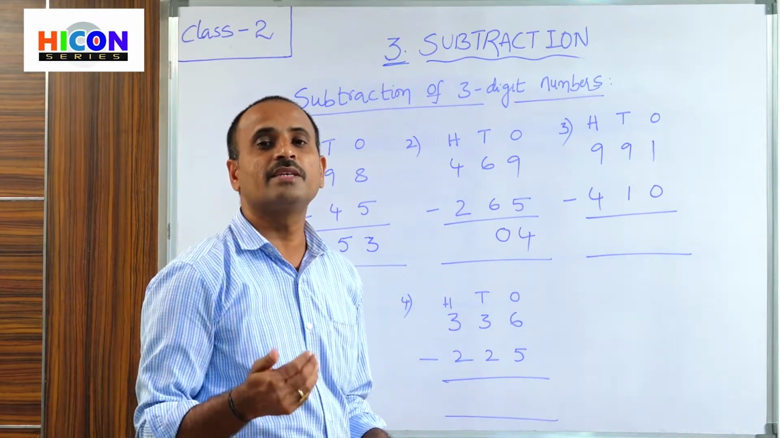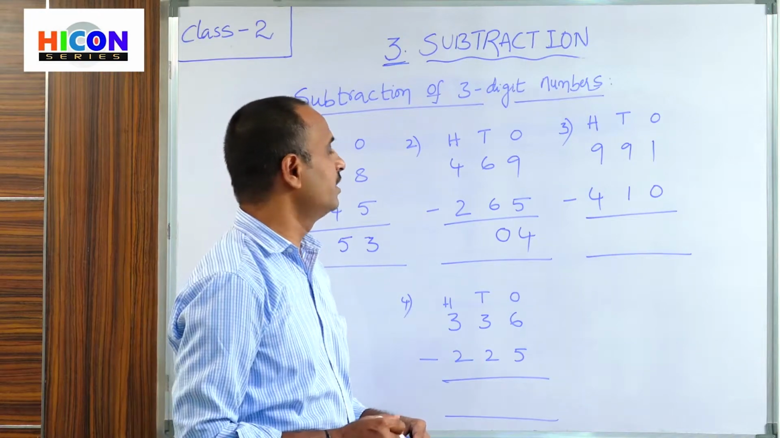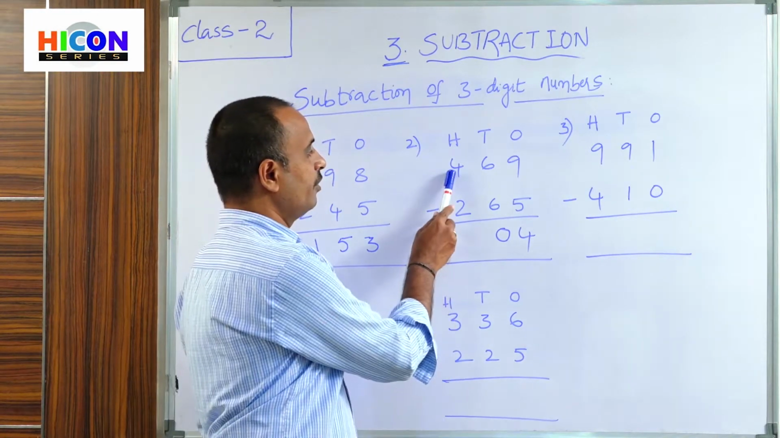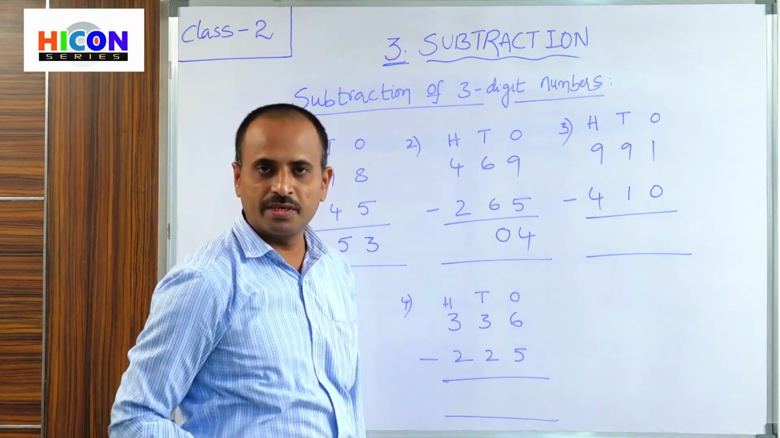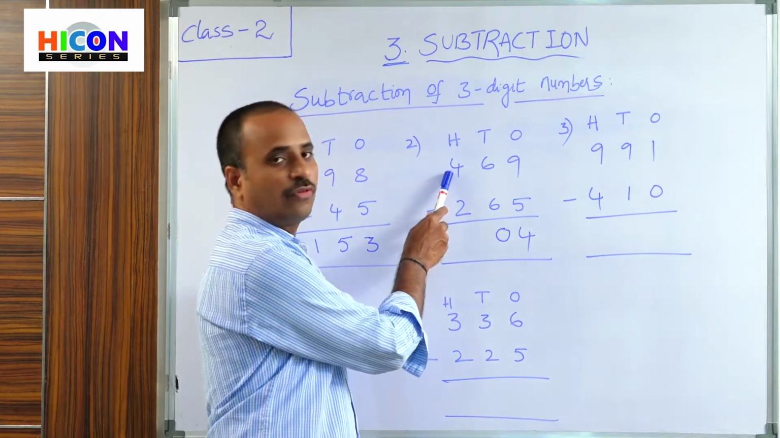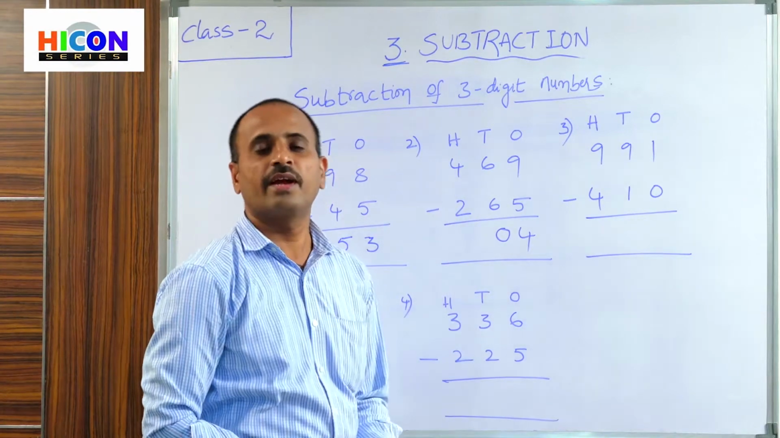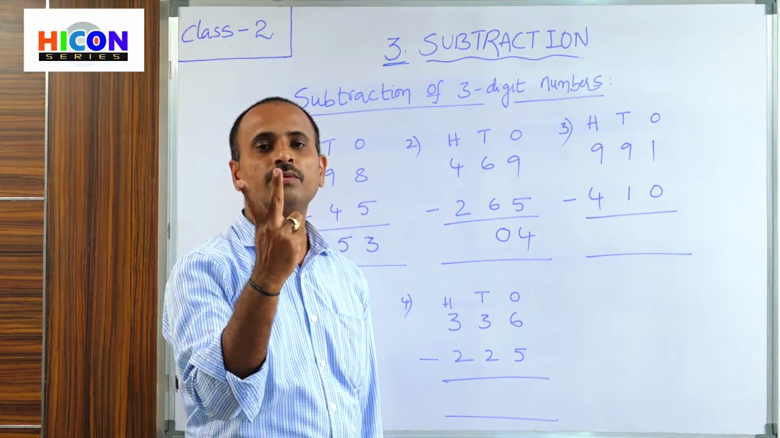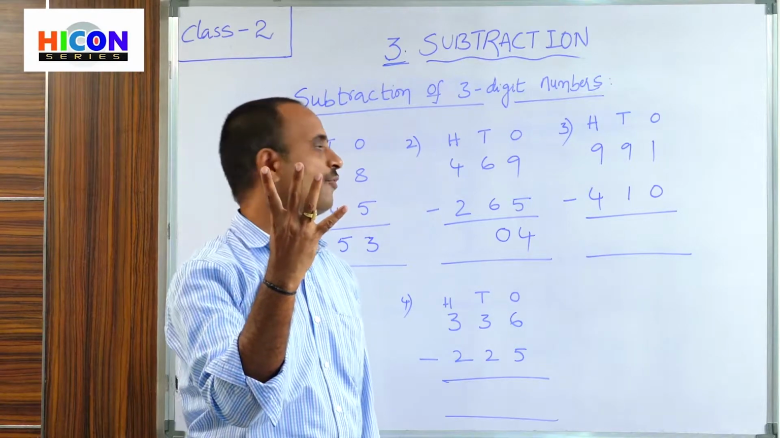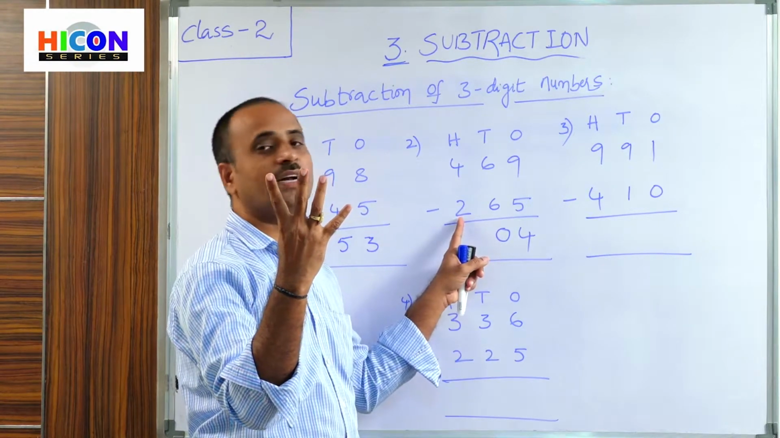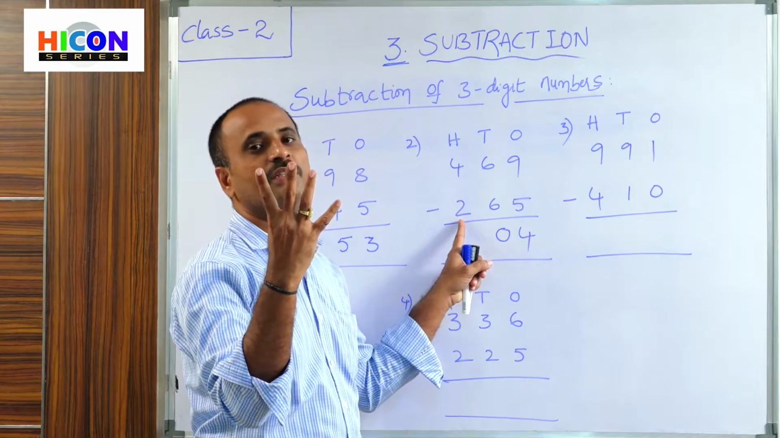Subtract the digits present in the hundreds place. So what are the digits present in the hundreds place? 4 and 2 are present in the hundreds place. So the first digit is 4 and the second digit is 2. So open 4 fingers of your hand. That is 1, 2, 3, 4. These are the 4 fingers. And what is the second digit in the hundreds place?